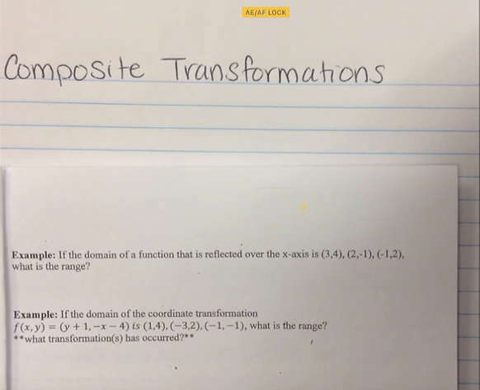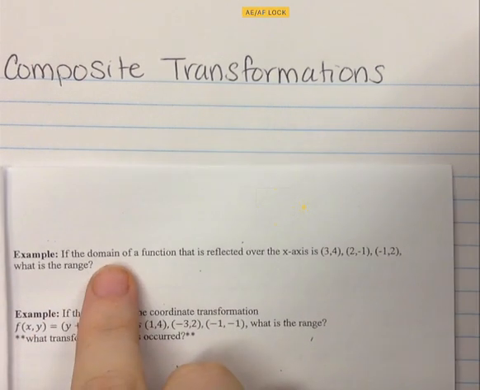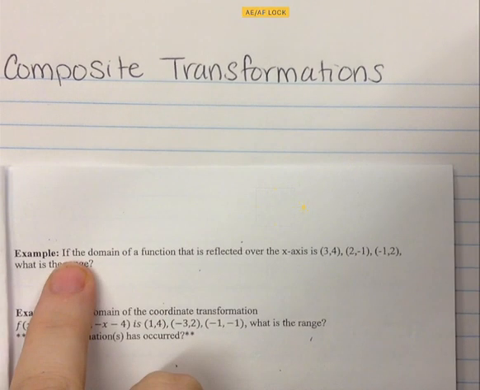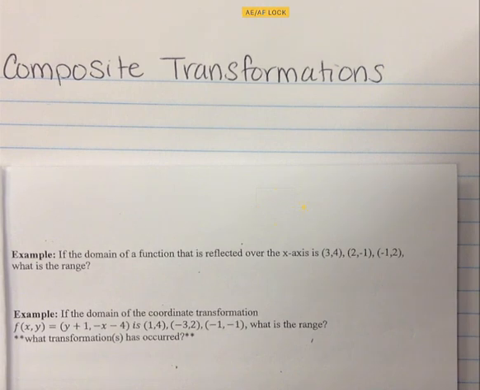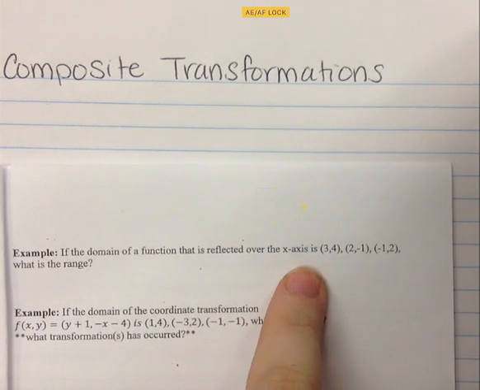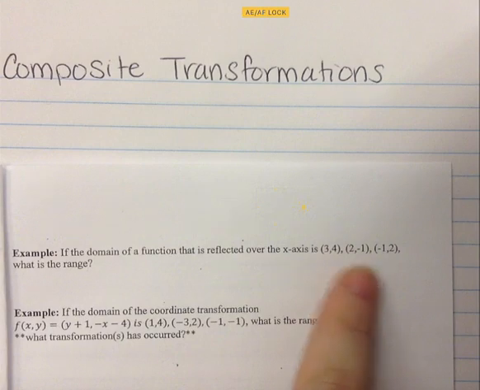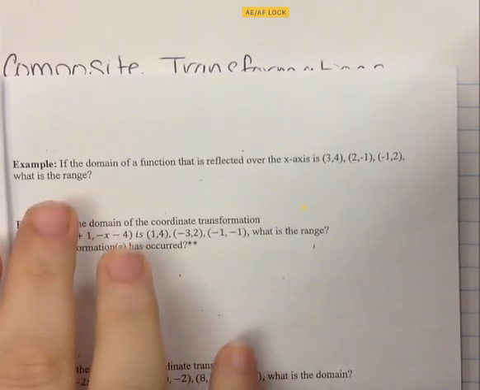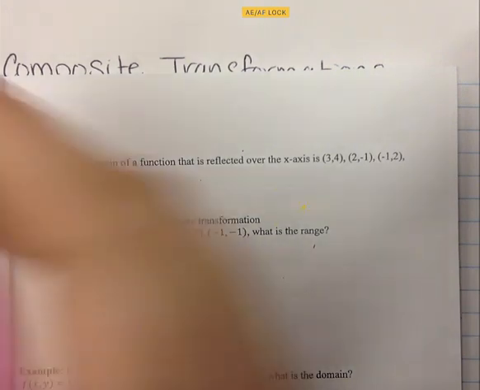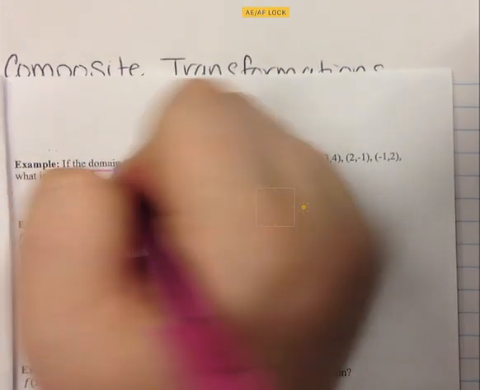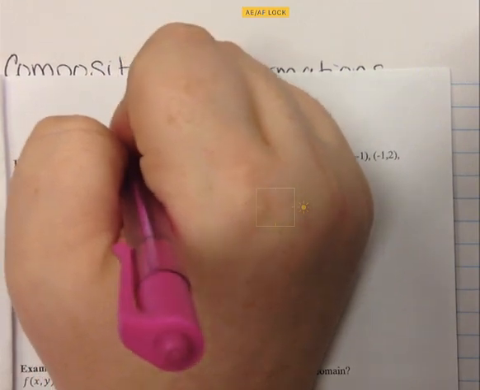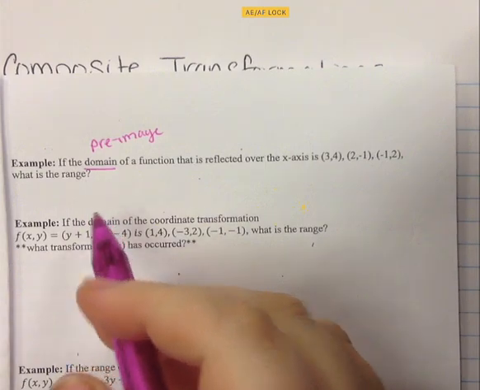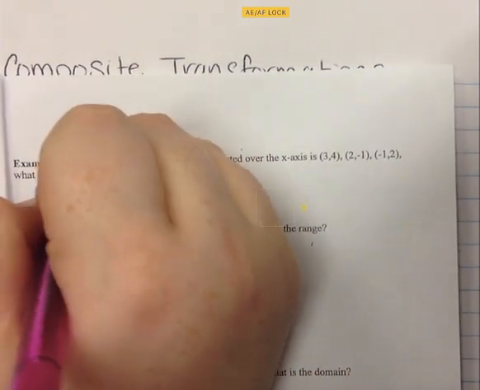This video is about composite transformations, but specifically talking about the domain and range of composite transformations. First example says, if the domain of a function that is reflected over the x-axis is (3, 4), (2, -1), (1, -1, 2), what is the range? When it says the domain, it's really the pre-image coordinates. It's asking what is the range. The range is just the image coordinates.